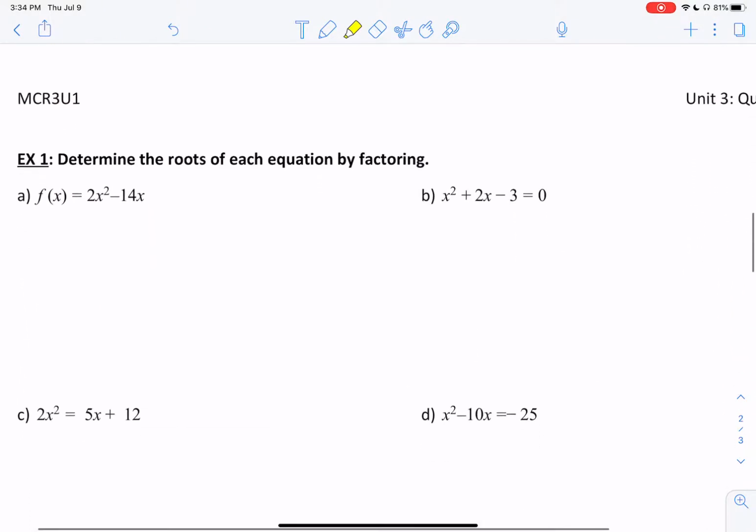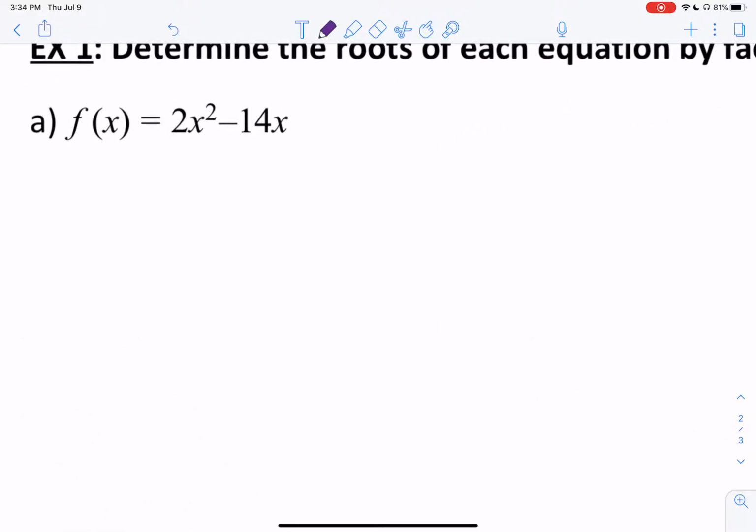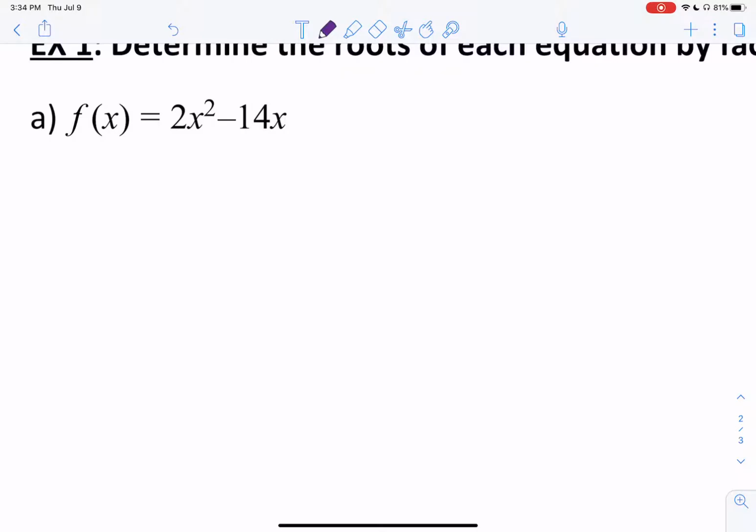So let's do a little bit of a review. This was covered in grade 10, so this should be stuff we're all familiar with. The first one here: determine the roots of each equation by factoring. For this first one, we're going to start by factoring our function. Here I can factor out a 2x, and I'm left with x minus 7.